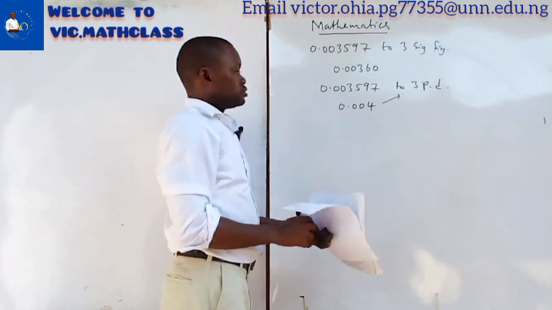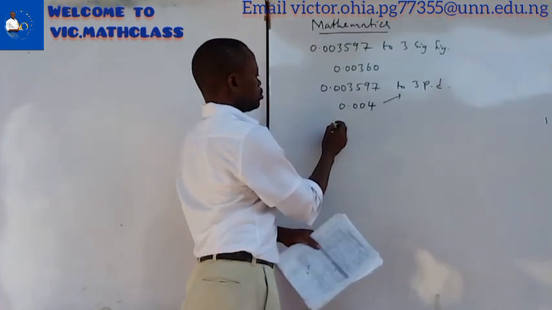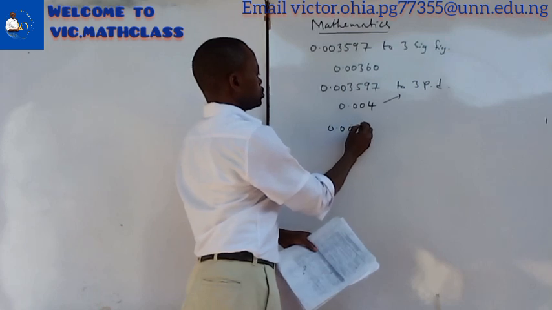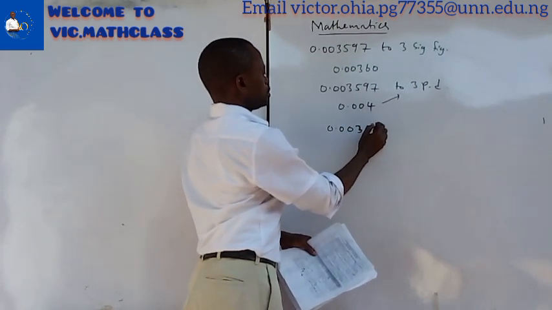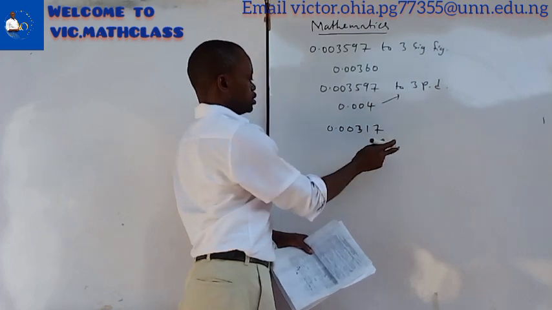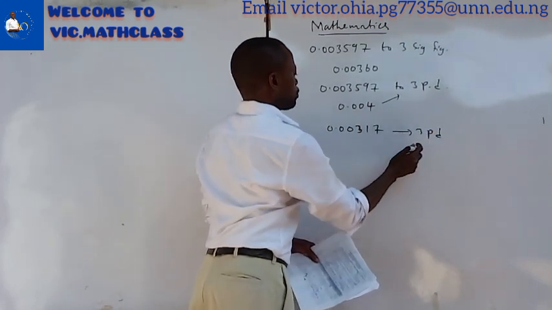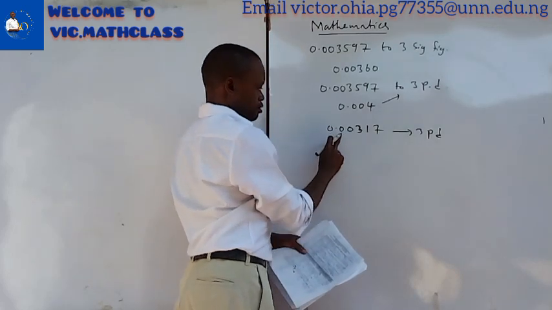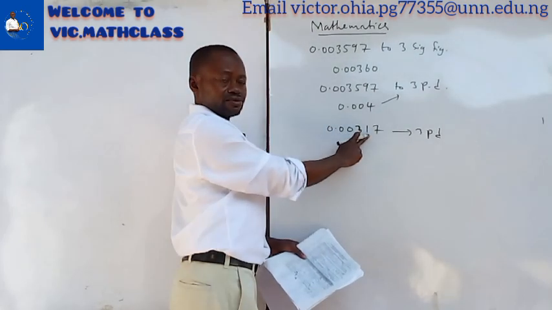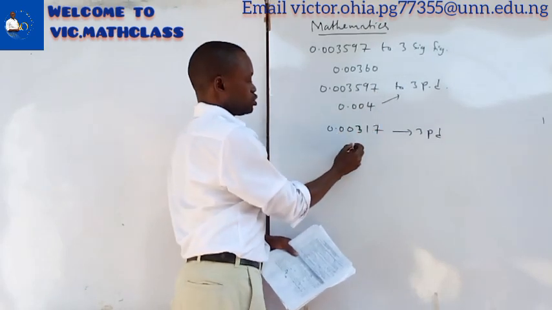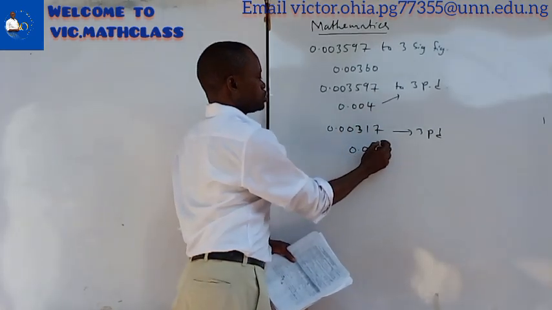Let me explain again. If this is something like 0.00331317, and I'm to take it to three places of decimal, you realize that if I count 1, 2, 3, this is not up to half of 10. So I'm going to round off. So the result finally will be 0.003.